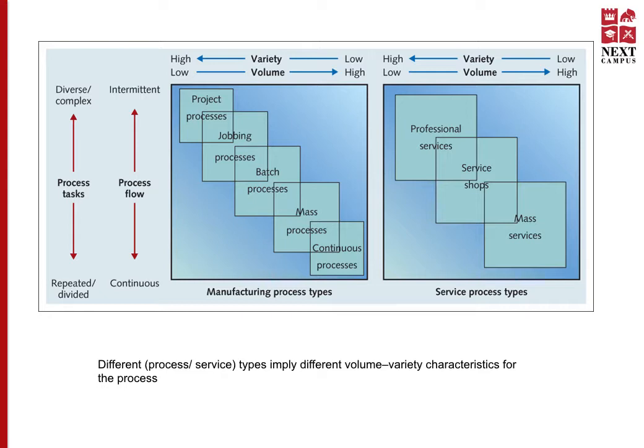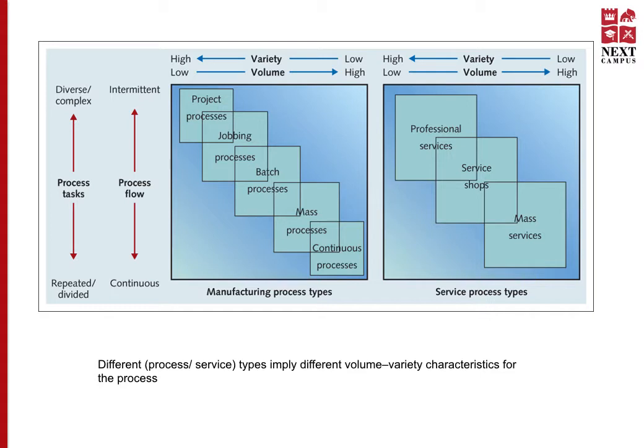Jobbing processes are skewed towards project processes because the percentage of variety over volume of the products that use these processes is high. Similarly, mass processes are skewed towards continuous processes because the percentage of volume over variety of products that use these processes is high. Now, batch processes are generally set in the middle and have characteristics of both project and continuous processes.